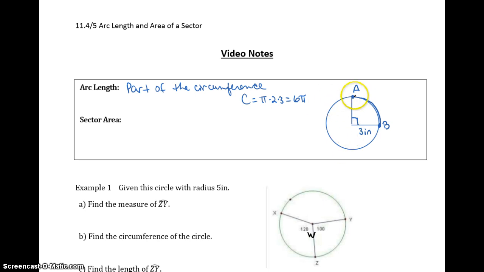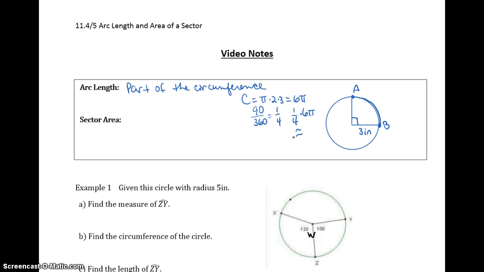But I only want to know the length from A to B. And so, as you can see, that's about 90 degrees. That's a fourth of the circle. How do I know it's a fourth? Because I know 90 divided by 360 is a fourth. So a fourth of 6 pi is our arc length.